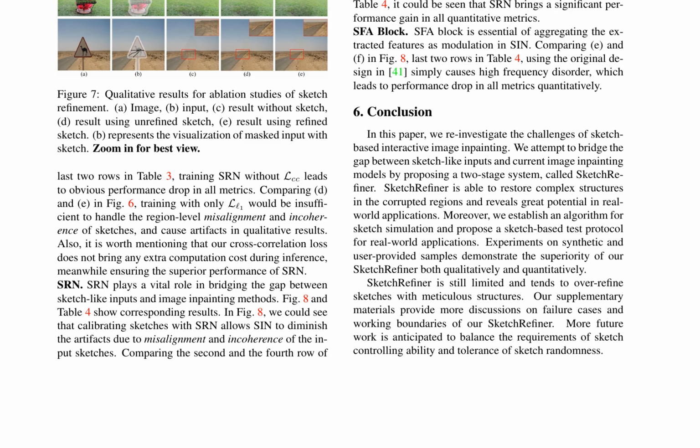The importance of SRN and spatial feature alignment, SFA, block within SketchRefiner is further evaluated. Ablation studies on the ImageNet dataset show that both SRN and SFA are crucial for achieving high-quality image reconstruction, leading to substantial improvements in PSNR, SSIM, and FID metrics. However, SketchRefiner has limitations, particularly in over-refining sketches with meticulous structures. Future work aims to balance the requirements of sketch controlling ability and tolerance of sketch randomness.